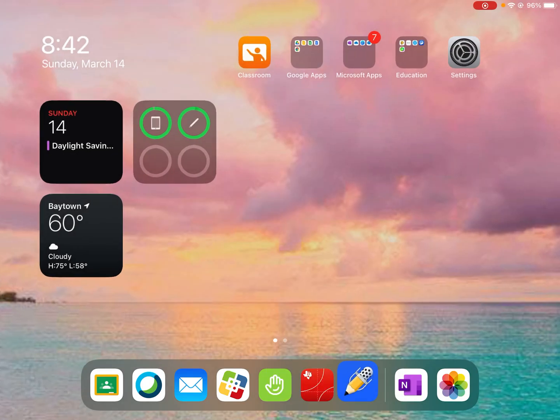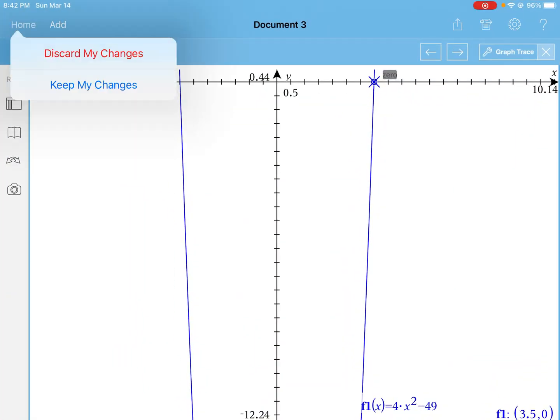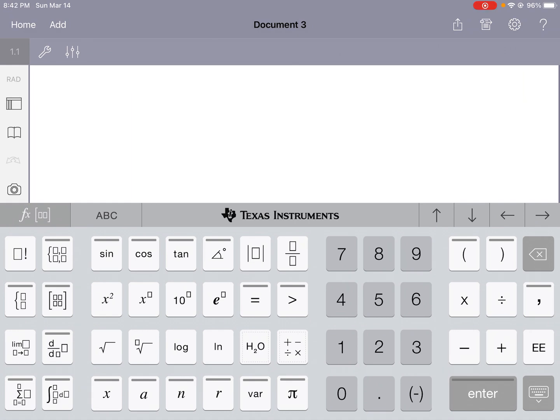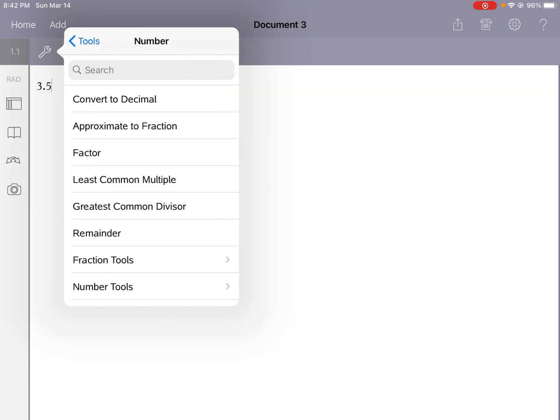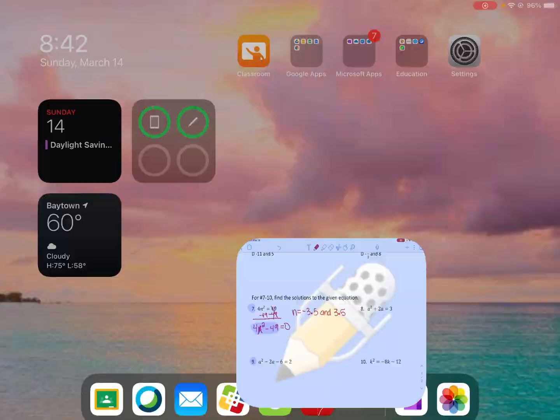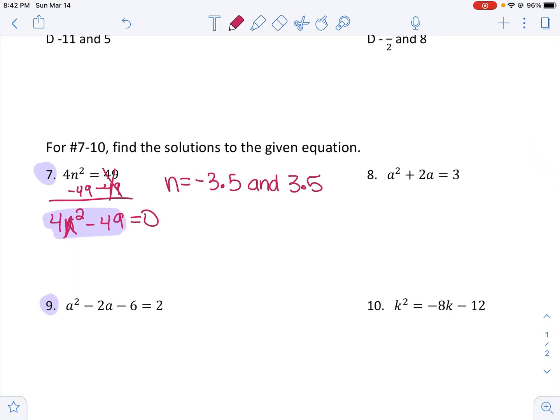Okay, we need to make sure we change them to fractions. So I'm going to go home, discard my changes, new calculator. I'm going to type in just 3.5. I can put a negative sign in front of it. So menu, number, approximate to fraction, hit enter, 7/2. So I have n is equal to a negative 7/2 and a positive 7/2.